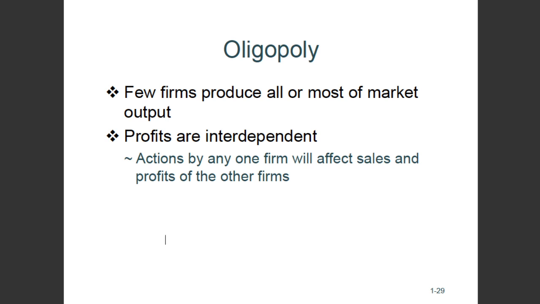Oligopoly is where you have a few firms that produce all or most of market outputs. In the oligopoly, profits are interdependent. And so this is where a lot of the industrial organization game theory applies, in oligopolistic, oh my goodness, oligopoly markets. I'll say it like that.